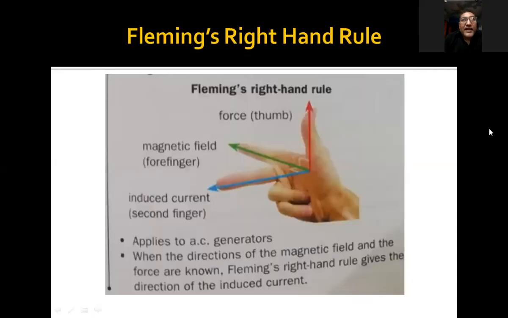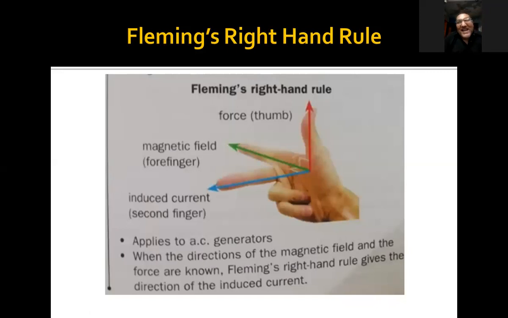Okay, here we have Fleming's right hand rule. Remember this: stretch your right hand, and the thumb will be the force, the forefinger the magnetic field, and the second finger will be the direction of the induced current. This Fleming's right hand rule is used for generators.